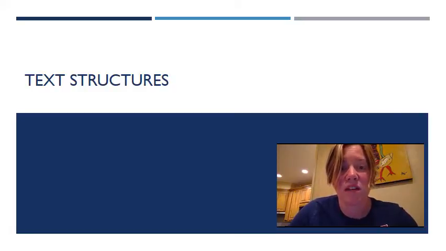We're going to go over the 5 text structures. I'm going to give you some hints that'll help you when you're reading identify which text structure it is. And we're going to talk about how that text structure helps the reader gain understanding from what they're reading.